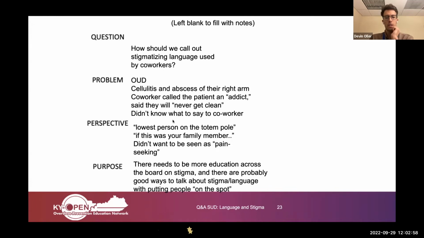And they were seeing a client with opioid use disorder who developed cellulitis and abscess of the right arm. A coworker called the patient an addict, said that they would never get clean, and they didn't know what to say to this coworker. And their perspective was they were sort of feeling like, I'm the lowest person on the totem pole of this care team.